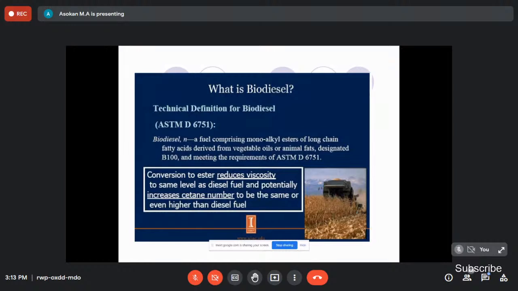Right? There is one process, transesterification. The transesterification method uses some chemicals, alcohols, methanol or ethanol, and some catalyst, NaOH or similar. Then we can manufacture the biodiesel. The properties of biodiesel are almost equal to diesel as a fuel. Right?